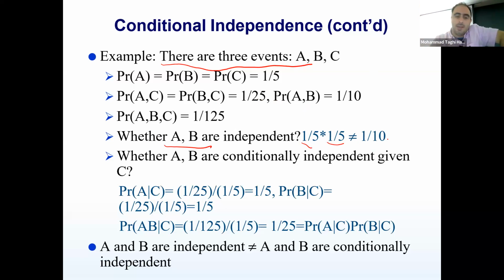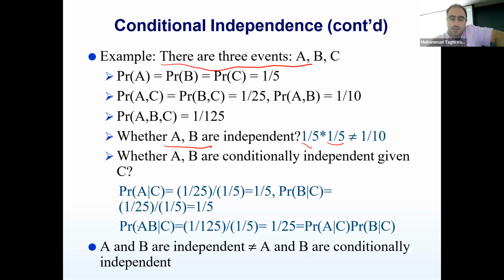But let's consider whether A and B are conditionally independent given C. Let's write the formula. What is the probability of A conditioned on C? It is equal to the probability of A intersection C, which is 1 over 25, over the probability of C, which is 1 over 5. So that would be 1 over 5. Similarly, the probability of B conditioned on C would be the same thing, 1 over 5.